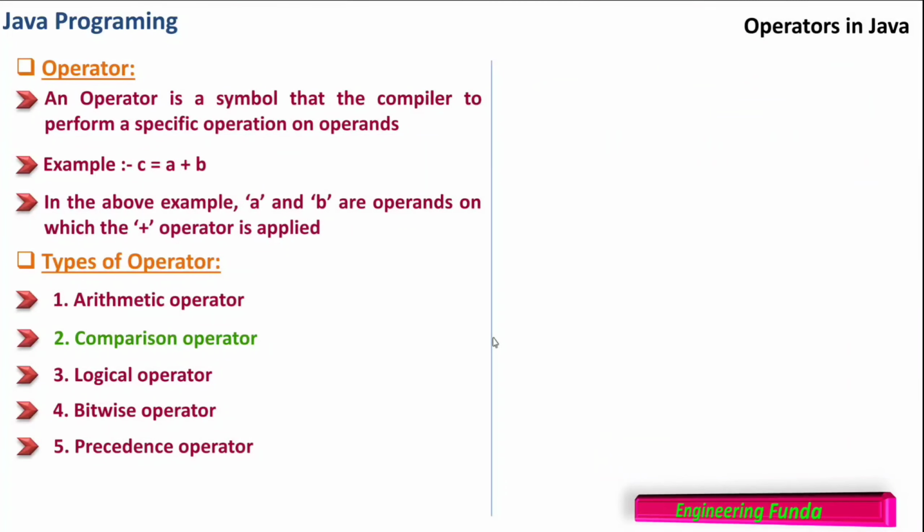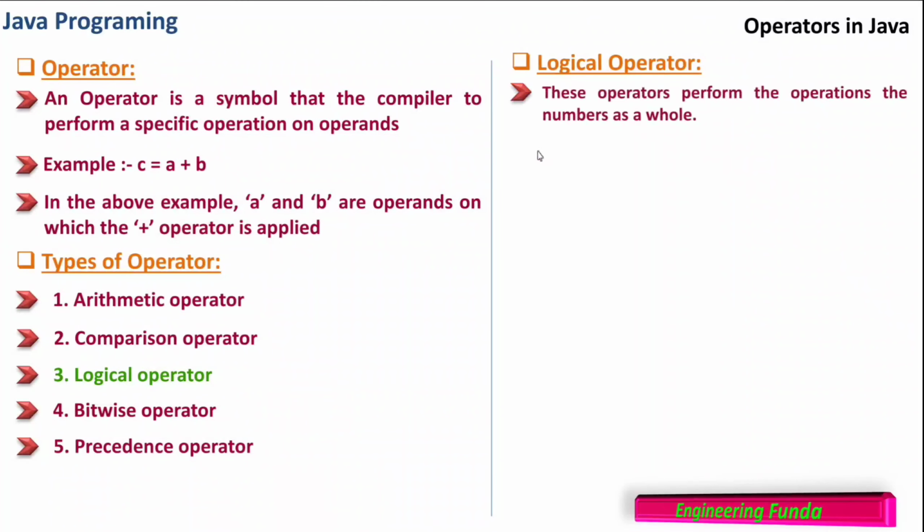Now let us look at the next operator, that is the logical operator. What is a logical operator? These operators perform the operation on the number as a whole. Let us see it with an example.